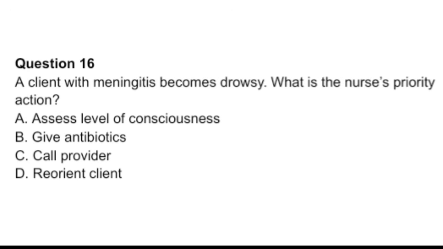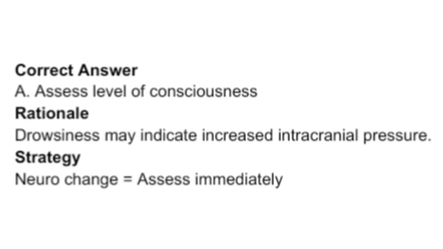Question 16. A client with meningitis becomes drowsy. What is the nurse's priority action? A. Assess level of consciousness. B. Give antibiotics. C. Call provider. D. Reorient client. Correct answer: A. Assess level of consciousness. Rationale: Drowsiness may indicate increased intracranial pressure. Strategy: Neuro change equals assess immediately.